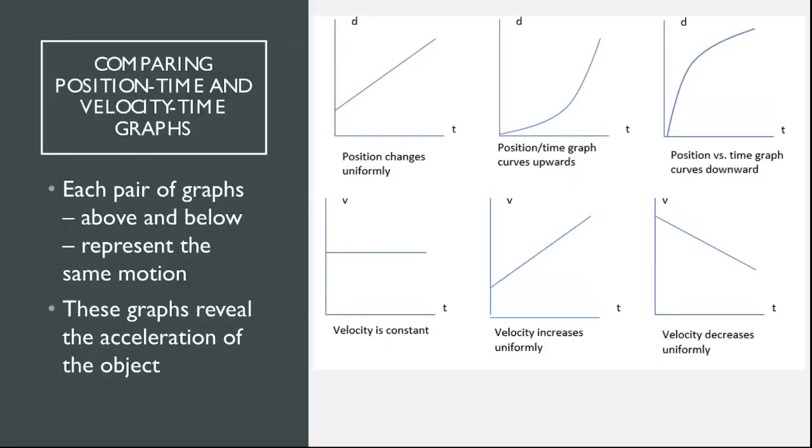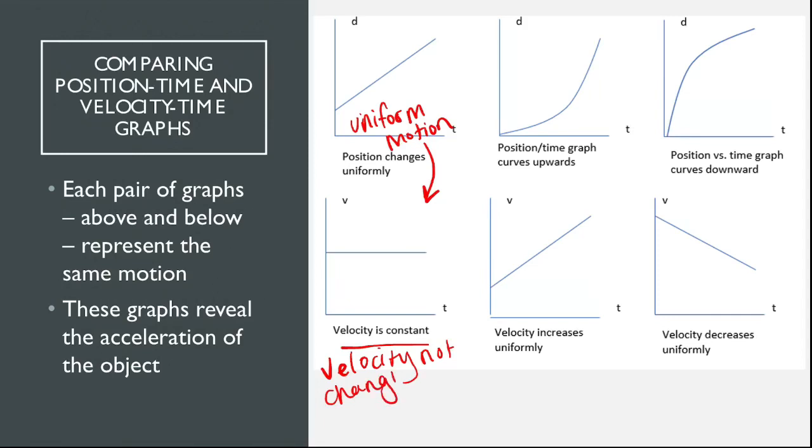so if we take these displacement time graphs, they always correspond to certain velocity time graphs. Okay, so this is one where we know is uniform motion. Anytime you see a straight line on a displacement time graph, it's uniform motion. So what does that mean? It means velocity is not changing, so it corresponds to a graph like that, where velocity is constant. Velocity is not changing. And if velocity is not changing, that means there's no acceleration.